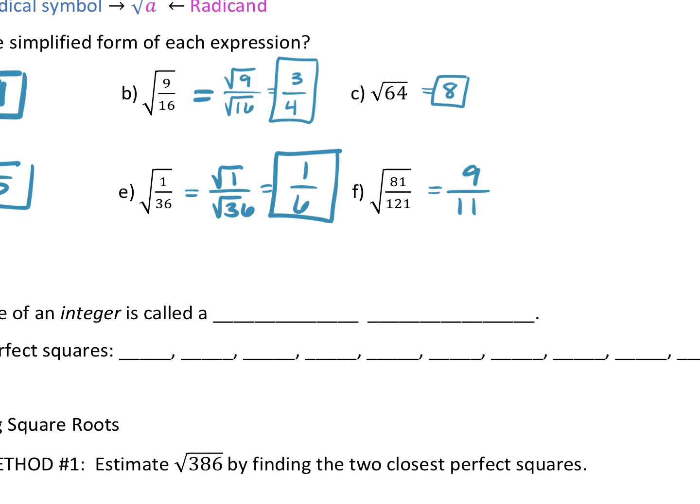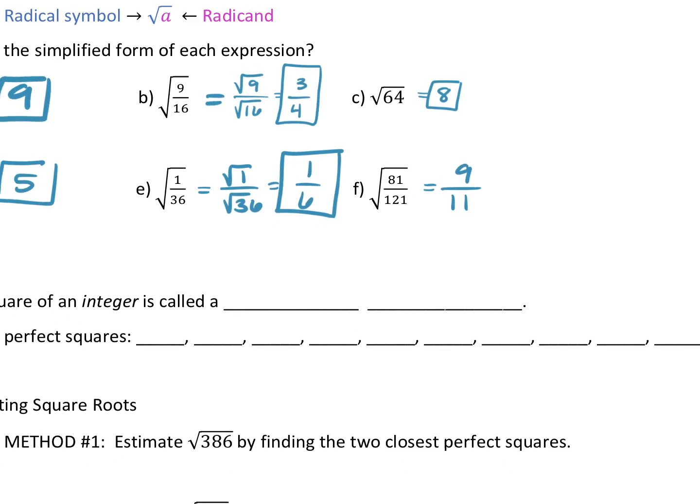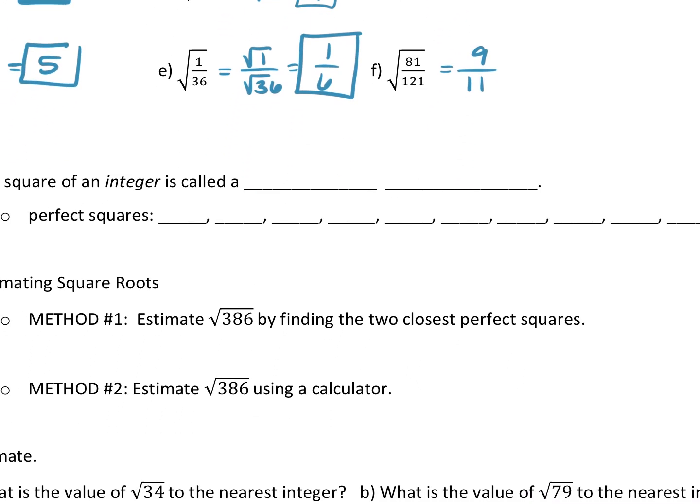The square of an integer. So some whole number or the negative version of that whole number. That's an integer, right? Positives and negatives. Are there decimals with integers? No decimals, right? So just the whole numbers, positive and negative. The square of one of those numbers is called a perfect square.